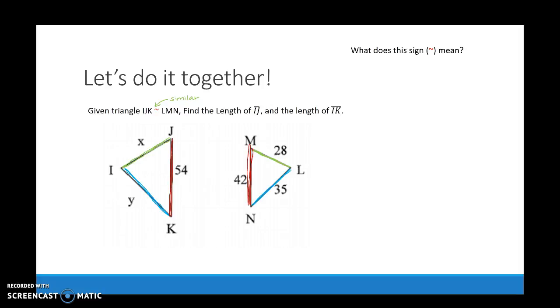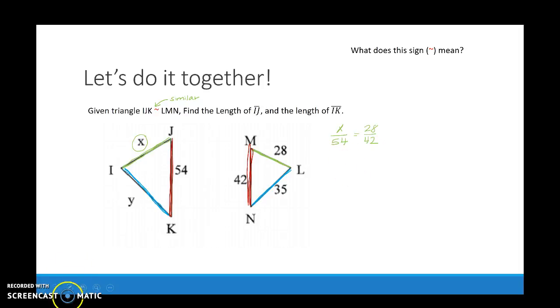Okay, so now we're going to go ahead and set up our proportions to find x and y. So I prefer within proportions. So I'm going to do x over 54 equals 28 over 42.